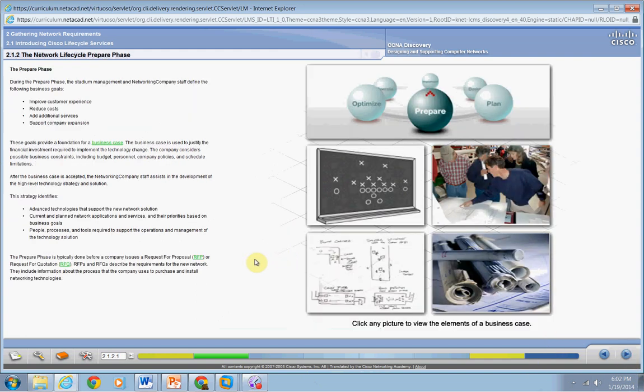I think I want to go to the next one. So the prepare phase pretty much involves establishing the business requirements. What is the goal of the network upgrade? Proposing a high-level architecture with technologies that can support that architecture. Then these goals provide one foundation, and that's called your business case. The business case pulls in the financial investment required to do this change, your budget, your personnel, company policies, and your schedule limitations. Once it's accepted by the networking company staff, it assists in the development of the high-level technology strategies and solutions.